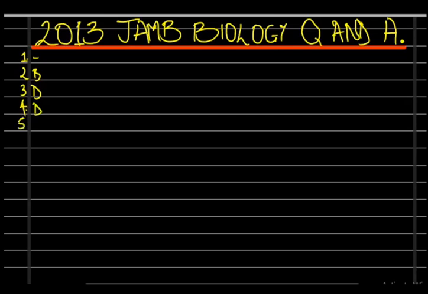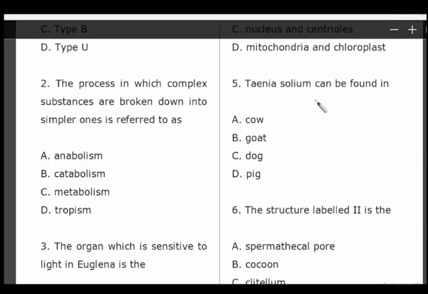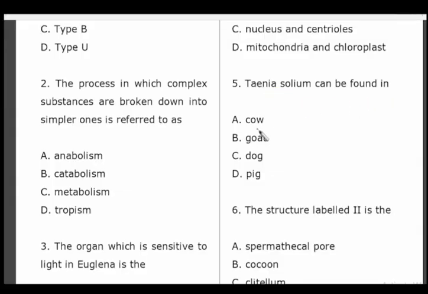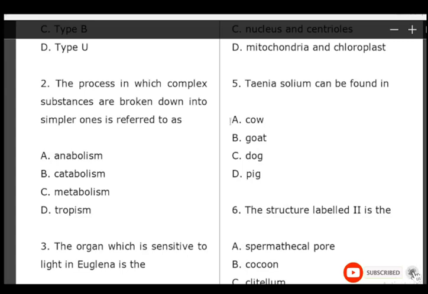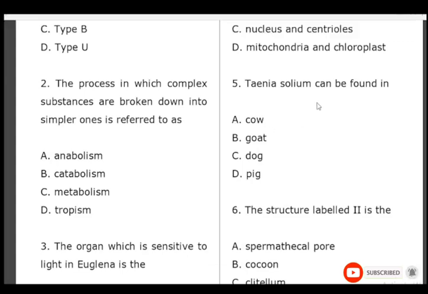And so question 5 now. Taenia solium can be found in A. Cow, B. Goat, C. Dog, and D. Pig. The Taenia solium actually talks about a particular organism that is found in an organism. So it is a parasite, so to say. So where is it actually found? The answer to that question is D, which is pig.